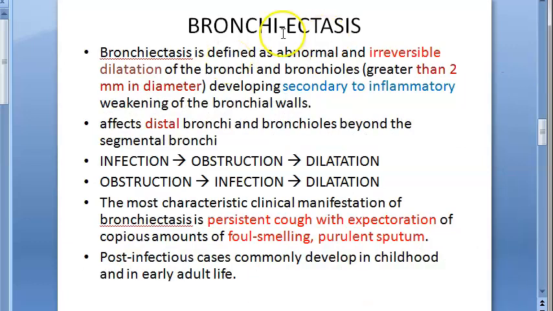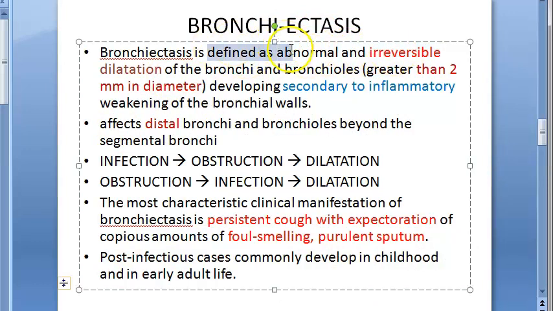Now, bronchiectasis is defined as the abnormal and irreversible dilatation of the bronchi and bronchioles greater than 2 mm in diameter, secondary to inflammation. The inflammation can be because of obstruction, right? Or the inflammation itself, infection, can lead to obstruction, okay? So, distal bronchi and bronchioles, especially towards the pleura, are affected. And what else?